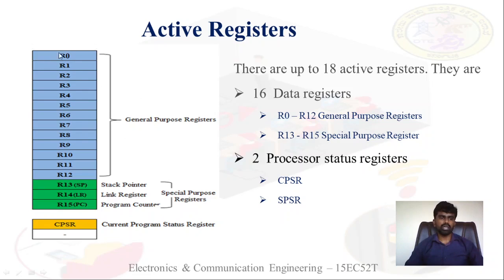In the user mode, these 17 registers are visible. So R0 to R15, along with that there is a CPSR. In these 16 registers, R0 to R12 are general purpose registers. These green highlighted registers R13, R14 and R15 are special purpose registers. R13 is used as a stack pointer, R14 is used as a link register, R15 is used as a program counter. So we'll discuss one by one.